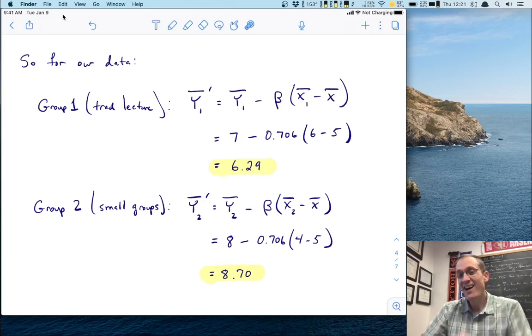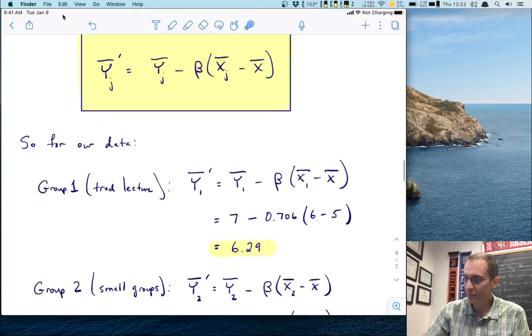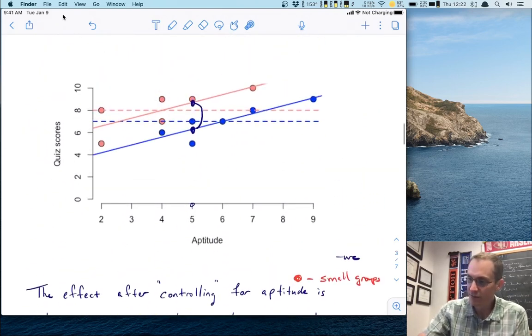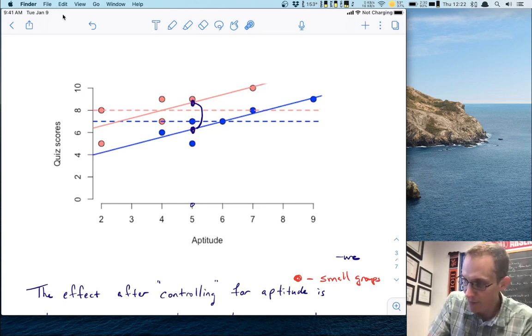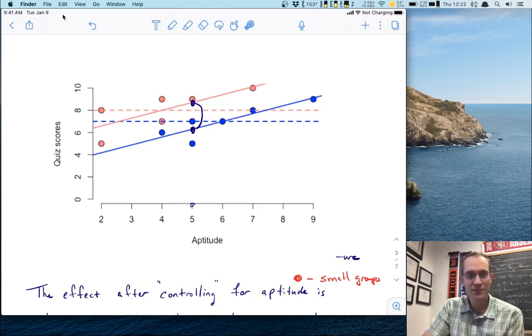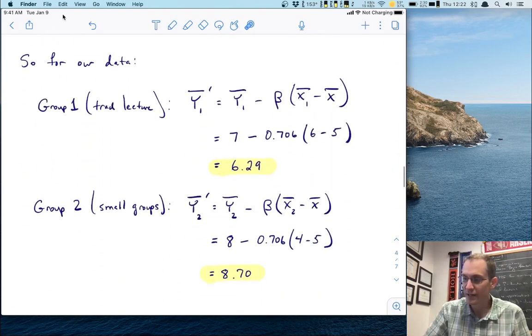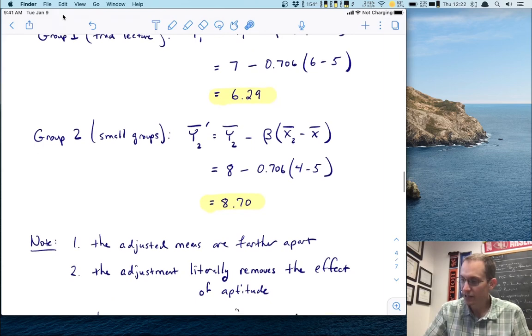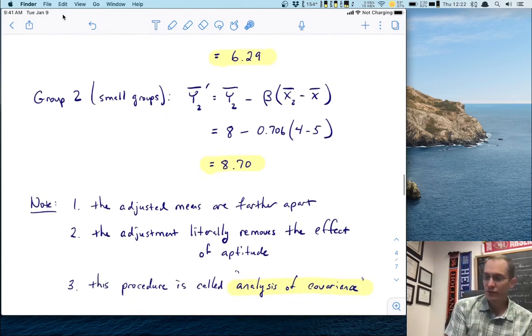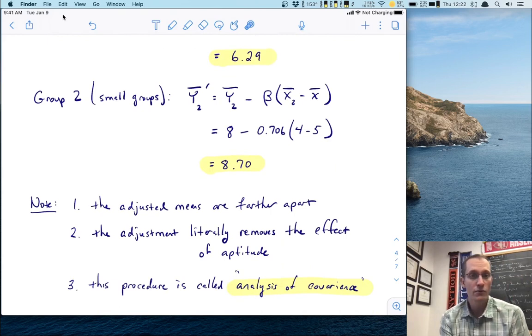So you might wonder, are those different from each other? Well, that difference of 2.4 is exactly this vertical distance that I just showed a second ago. It's this distance between here and here. And in fact, those adjusted group means are exactly at these heights over the overall aptitude mean. So there's a lot going on here geometrically, but in the end, what we're doing is calculating these adjusted group means. Now let's make a couple of notes about this. First of all, as I just said, these adjusted group means are farther apart. Okay, so that's good. What's going on here is that the adjustment procedure literally removes the effect of aptitude.